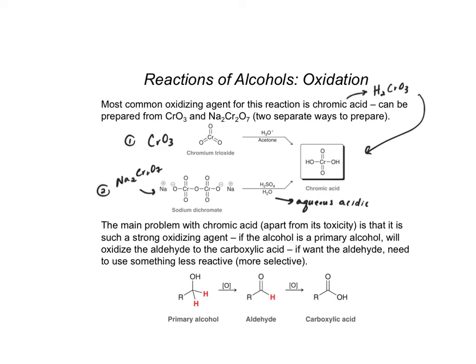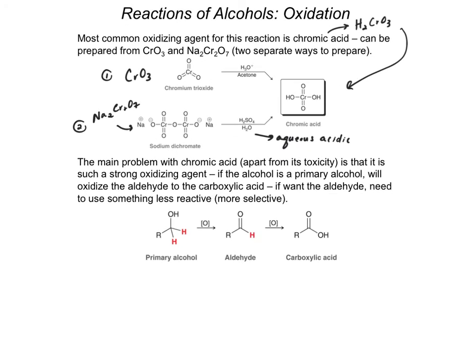Okay, so chromic acid is very, very reactive. It's very oxidizing. So for chromic acid, unfortunately, if we do have a primary alcohol, it will take that primary alcohol and completely oxidize it to the carboxylic acid. So unfortunately, if we use chromic acid with a primary alcohol, we cannot obtain the aldehyde intermediate, the single oxidation aldehyde product, right? We're only going to get the carboxylic acid.